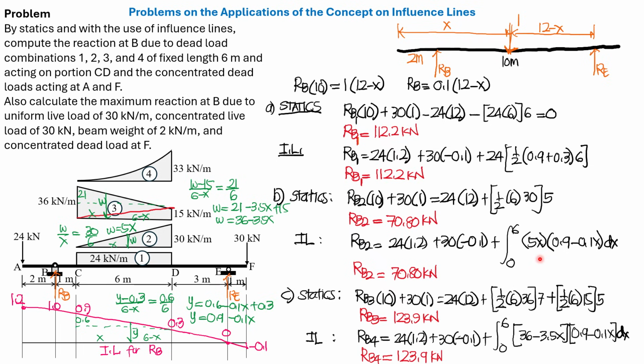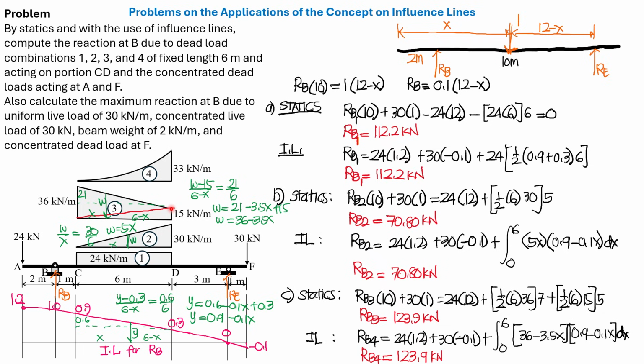So integral of w, then y dx. Using your high-tech calculator, it will give us the same value of 70.8 kilonewtons. Then for part 3, this is the trapezoidal loading. So y is already derived. It's only w that should be derived again.